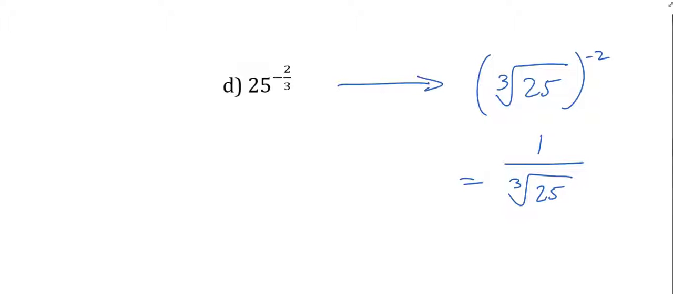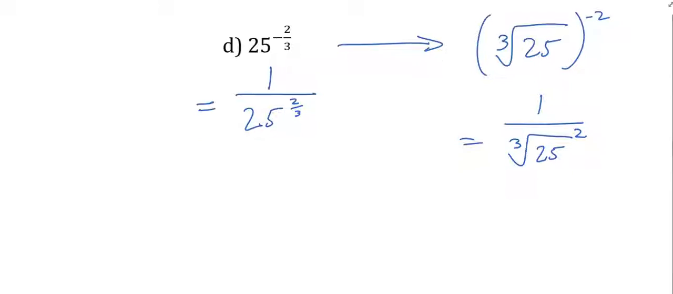The other thing I could have done is I could have flipped it in the first place. This is 1 over 25 to the positive 2/3, right? Just because it's a fraction doesn't mean the negative exponent changes anything. Negative exponents still flip your fraction, give you the reciprocal, which is a great word. Then I would write the 25 to the 2/3 in radical form, and it would work out the same.